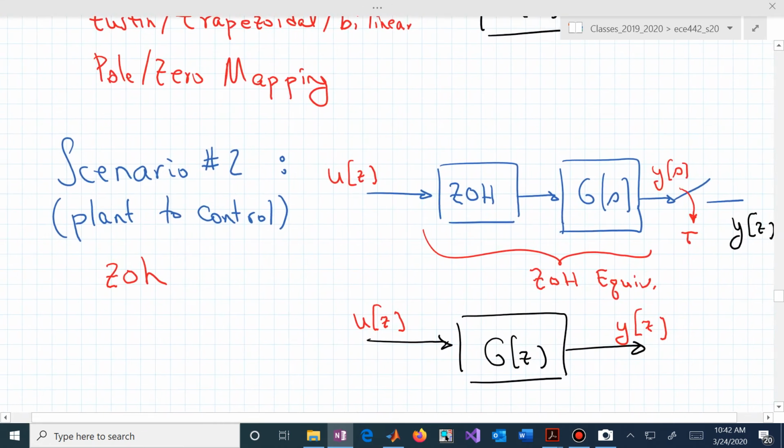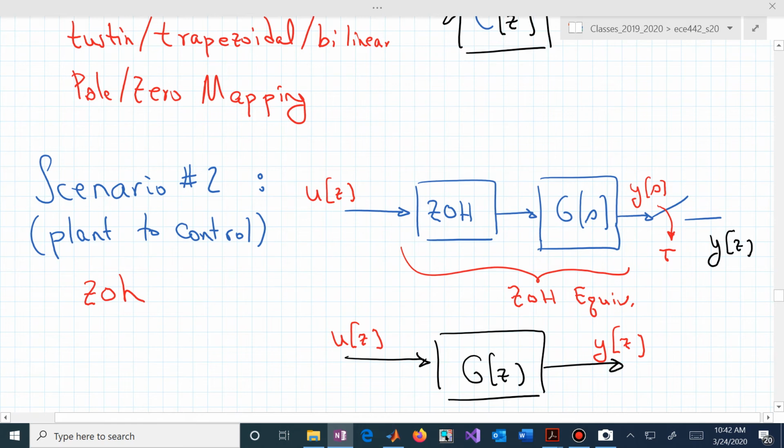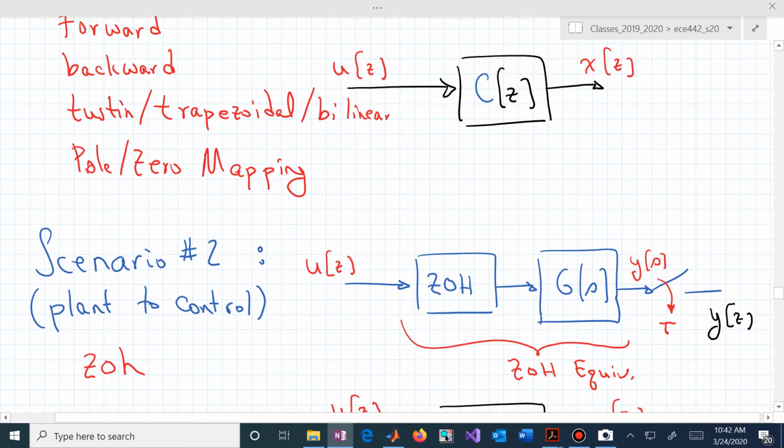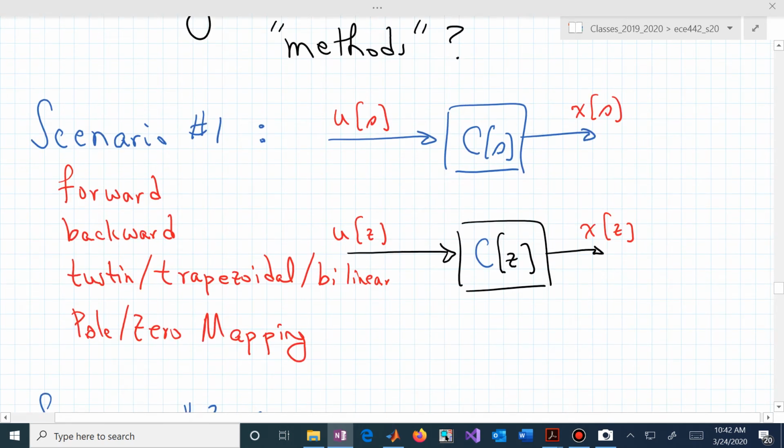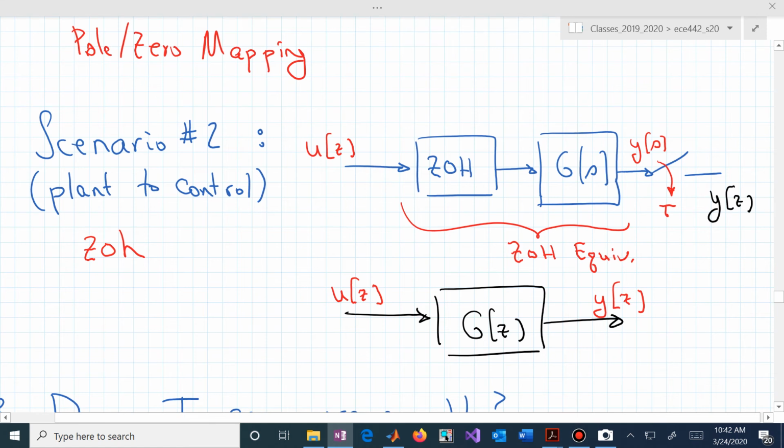The second scenario is scenario number 2, which is when you have this, and hopefully you can see the slight difference between blue and black here, continuous time to discrete. In the continuous time, now we are actually trying to incorporate the zero order hold dynamics along with the system transfer function G of s in order to obtain the zero order hold equivalent capital G of z.